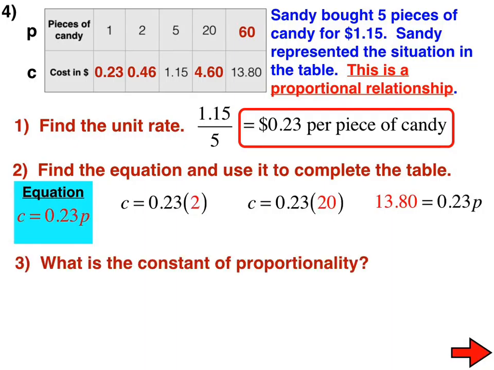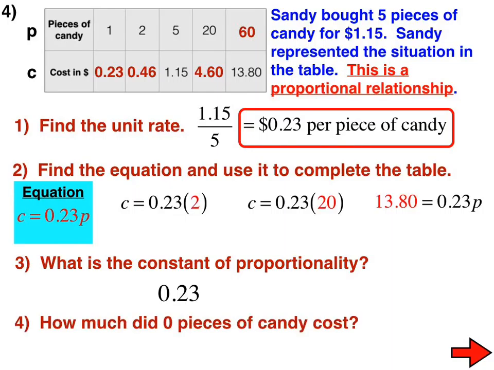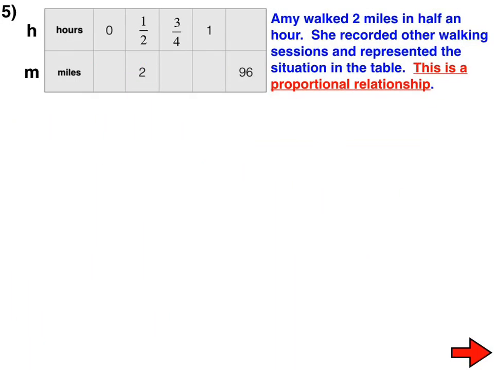What's the constant? 23 cents. 0.23. Careful, it's not just 23. 0.23. And then another common sense question again. If you didn't buy any candy, how much does that cost? $0. If you plugged it into your equation, you'll get the same answer, which would be C equals 0.23 times 0. Anything times 0 is 0, so C equals 0. Okay? Let's do one more.